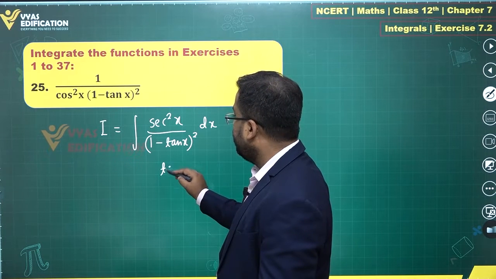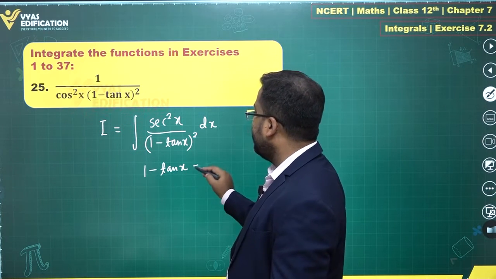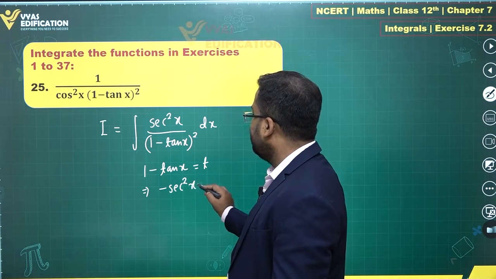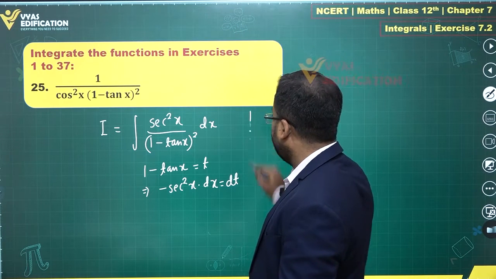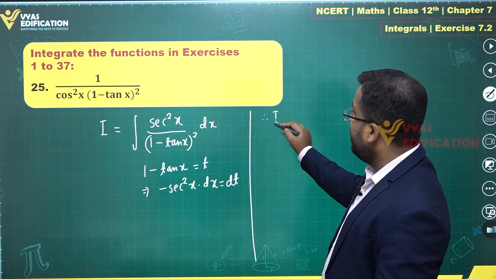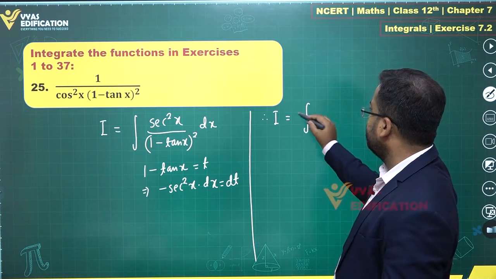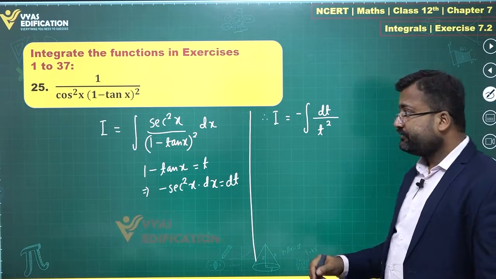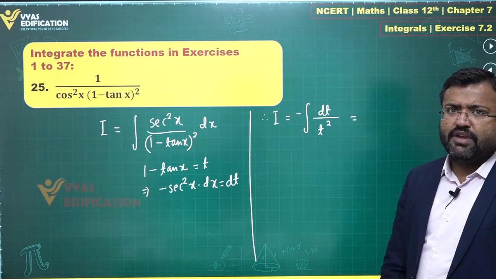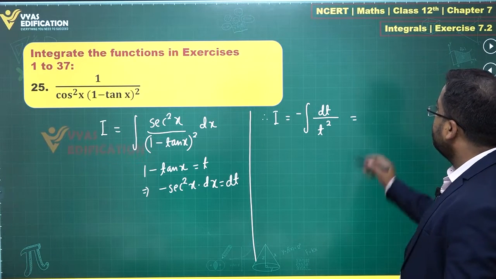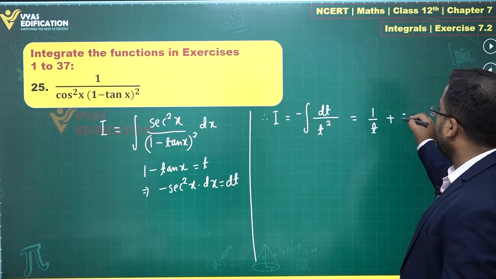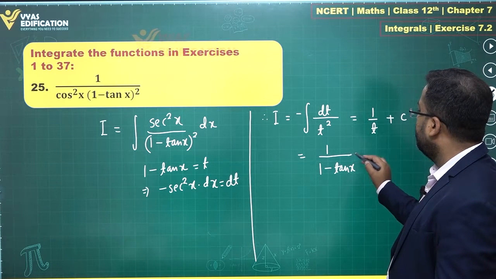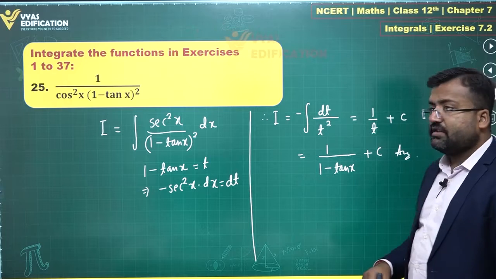So I can substitute 1 minus tan x as t. 1 minus tan x equal to t implies minus of sec square x dx is equal to dt, or therefore you can say that I will be equal to sec square x dx, which is minus dt upon t square, right or not? Yes. The integral of t power minus 2 will be minus 1 upon t, yes or no? So this becomes 1 upon t plus constant, and 1 upon t means 1 upon 1 minus tan x plus constant. That is my required answer for this question over here.